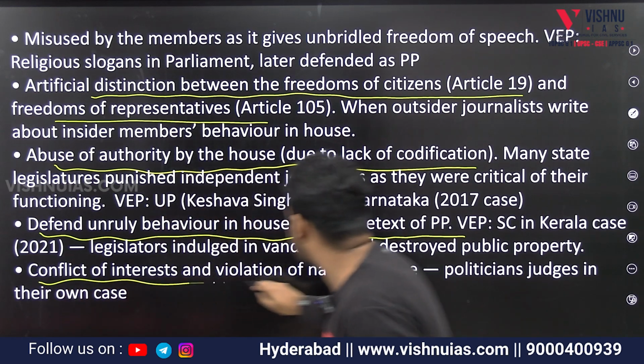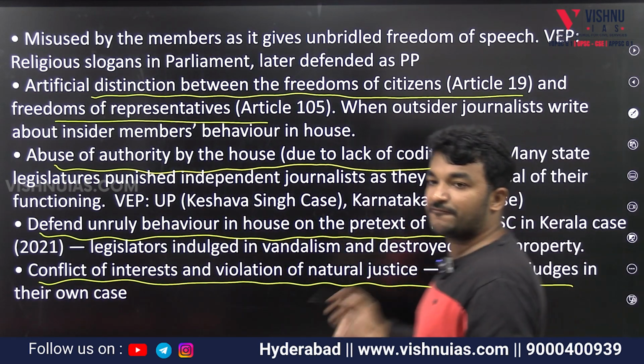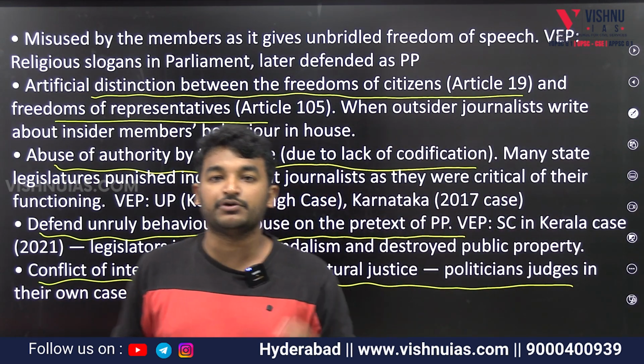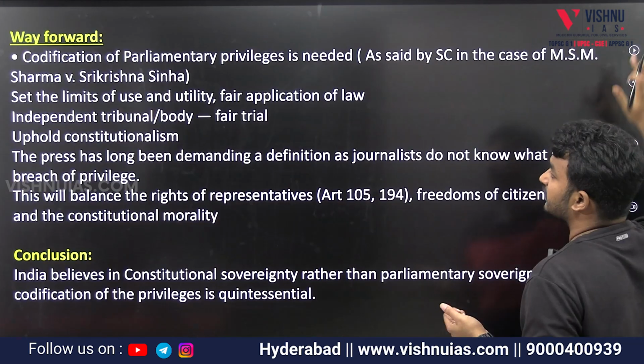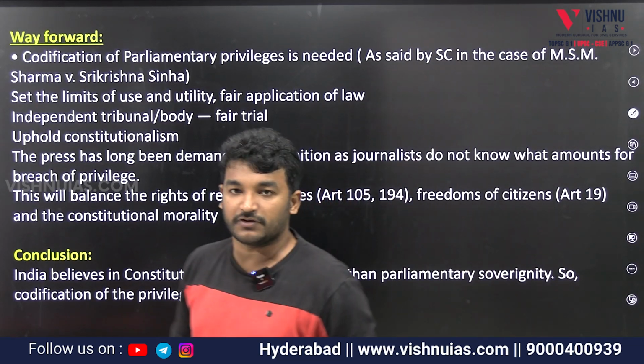Next, conflict of interest and violation of natural justice. Of course, there is some sort of immunity or privilege. It is against the principle of natural justice. So it is one of the issues.